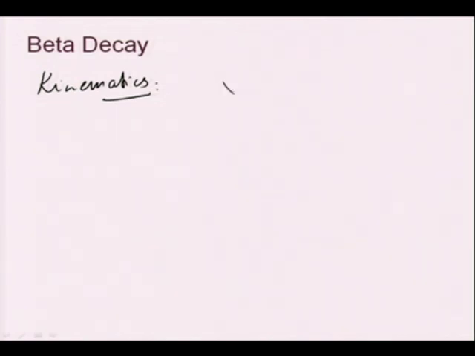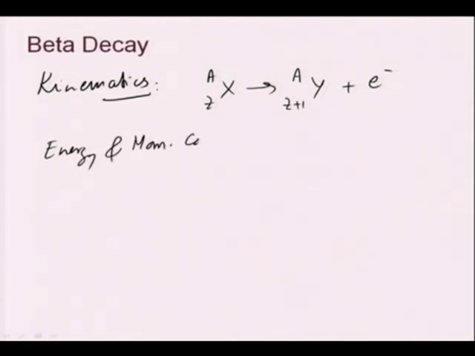Let us consider again the beta decay, electron emission. Z A goes to Y Z plus 1 A plus e minus. That is what we know. Now, energy and momentum conservation. So, here this is similar to the alpha particle decay that we discussed in the previous lecture.